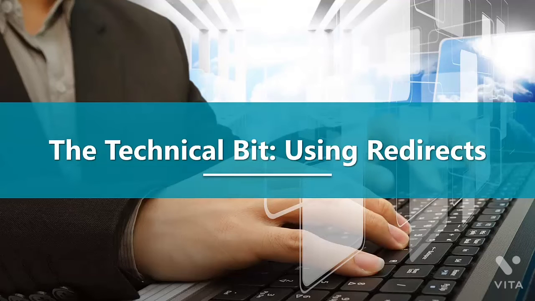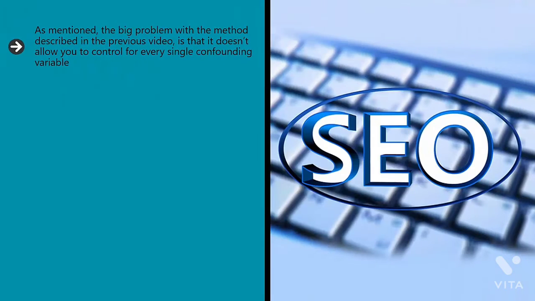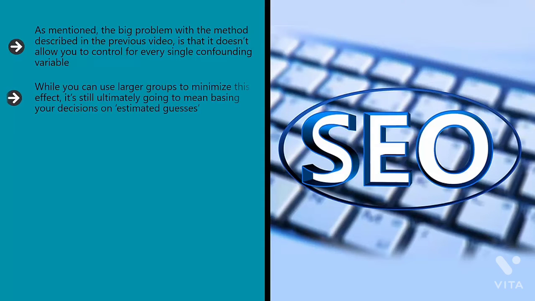The technical bit, using redirects. As mentioned, the big problem with the method described in the previous video is that it doesn't allow you to control for every single confounding variable. While you might run lots of tests with very similar pages, they are still different pages, and they might still succeed or fail based on other factors. While you can use larger groups to minimize this effect, it's still ultimately going to mean basing your decisions on estimated guesses. And there are limits to just how many pages you can use in a split A/B test.